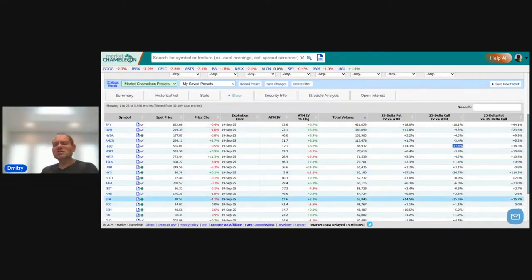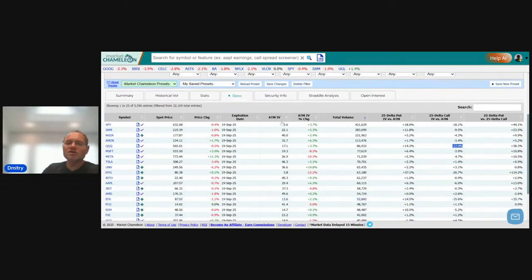And so this lets us quickly compare skews across expirations and filter out particular skews. Now, what if we wanted to compare the 25 delta put versus the call?